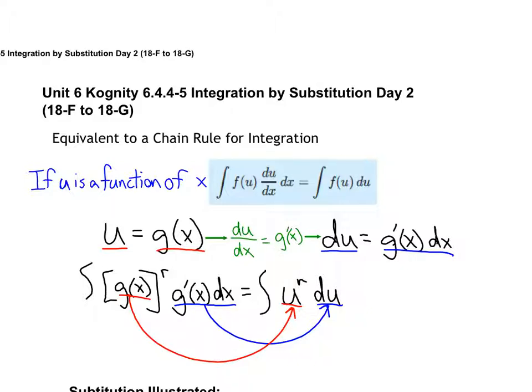Now, it can be helpful rather than just having u's to see it as a g of x. Okay, so that's why I've done this, because you can kind of see the composite function a little bit easier. So we have this g of x. The derivative of that is g prime. Okay? Now look at this. This you have to really pay close attention to. This du dx equals g prime of x. This is du divided by dx, right? So I'm going to multiply both sides by a dx. And guess what? The du equals g prime of x dx.